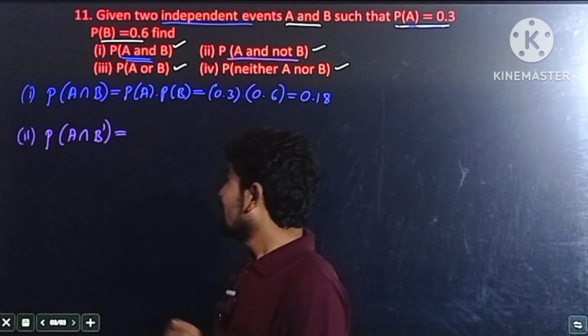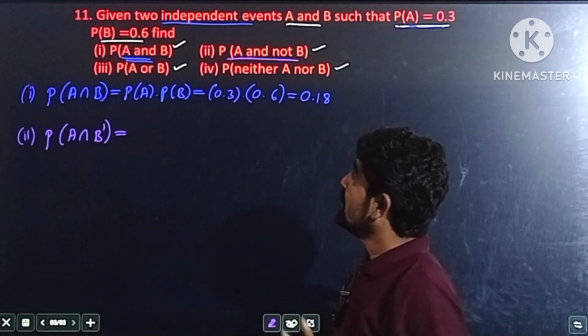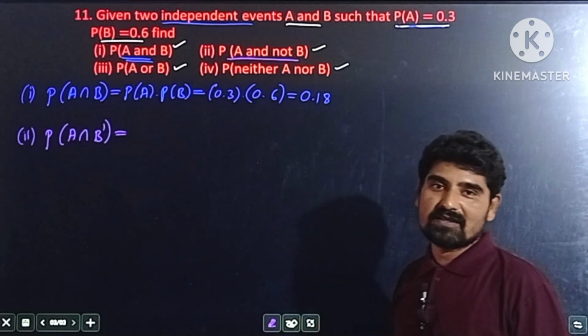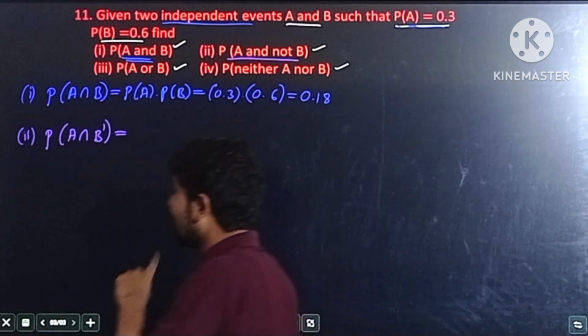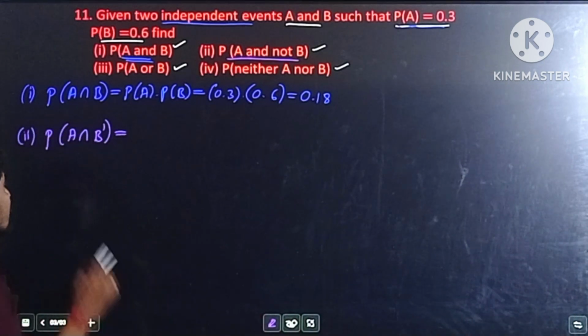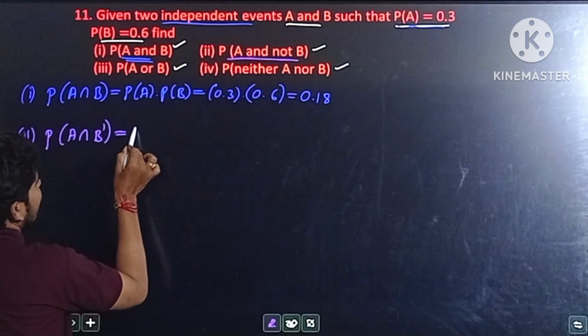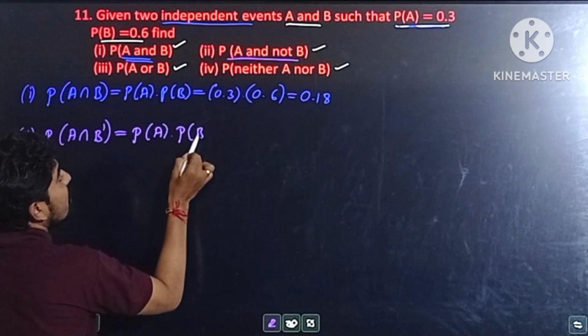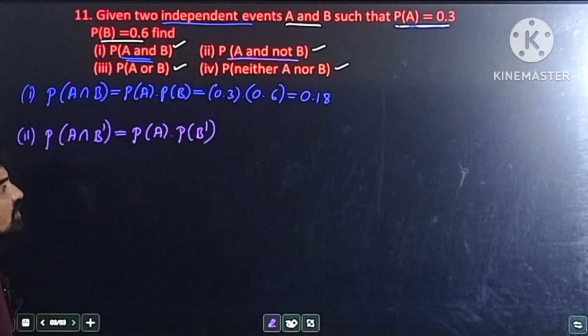Now see here, since he has given that A and B are independent events, it means A and B dash are also independent events. And we know that if A and B dash are independent events, then definitely probability of A intersection B dash is equal to probability of A into probability of B dash. I hope all of you understand.